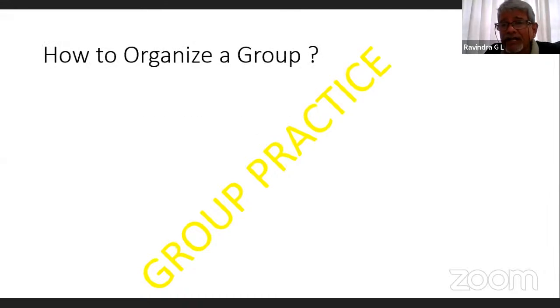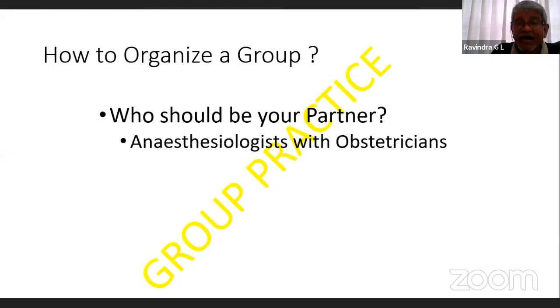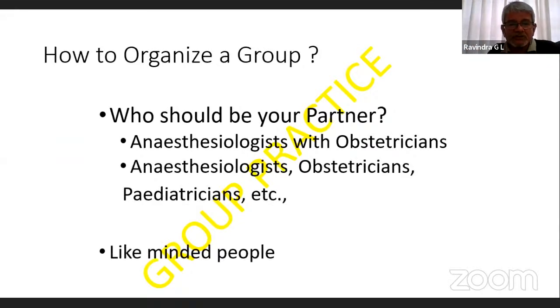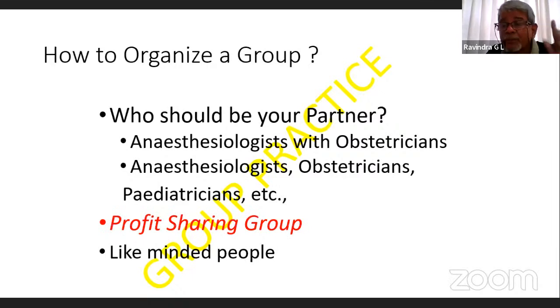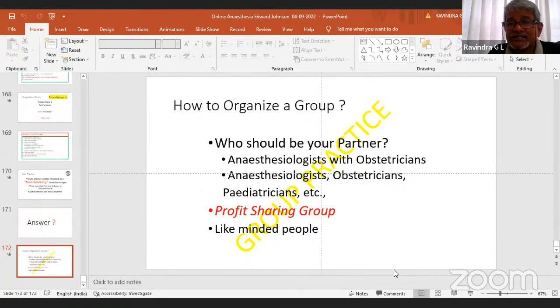How you should organize the group is left to you. Who should be your partner? Anesthesiologists, obstetricians, only anesthesiologists or obstetricians also. I have tried anesthesiologists, obstetricians and pediatricians in the group, and that has worked very well. Like-minded people is what is important. You need to educate them well. And unless it is a profit sharing group, I always mention this in the obstetric forums, I always tell them that unless a group is profit sharing, it never works. The financial benefits to all the members of the team are equally important. How to organize a group, I will not go into the details of that.